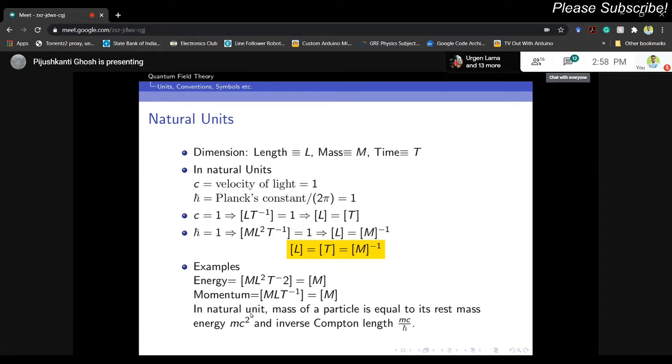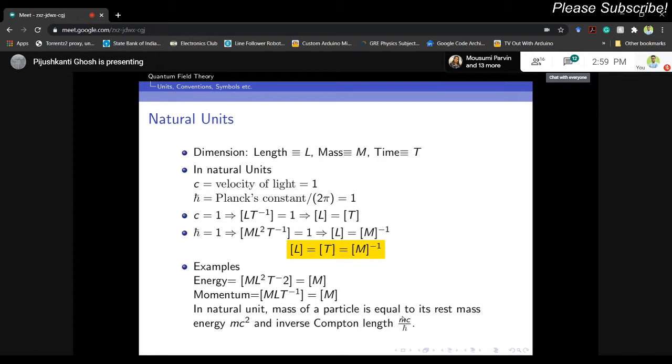Now you must know that in natural unit, mass of a particle is equal to its rest energy, because this is the formula m c square, and you have taken velocity of light to be equal to 1. So basically mass is equal to the rest energy if small m is taken to be the rest mass. Similarly, note that inverse Compton length is m c divided by h bar, but h bar is taken to be equal to 1 in natural unit, and the velocity of light is taken to be 1 in natural unit, so you are left with m.